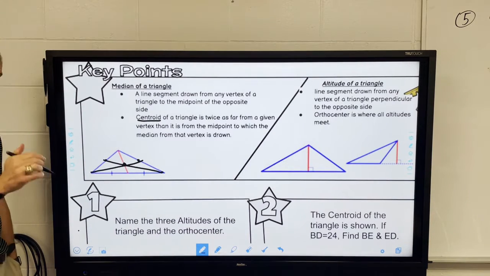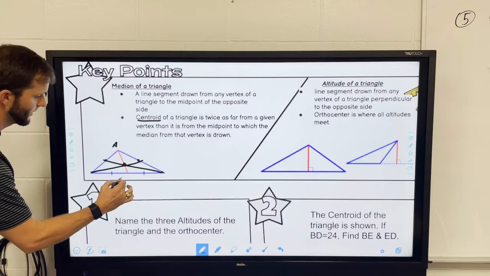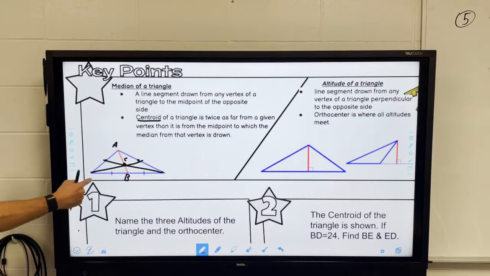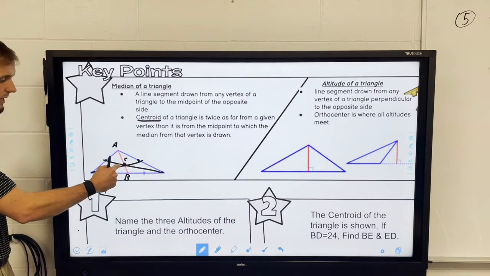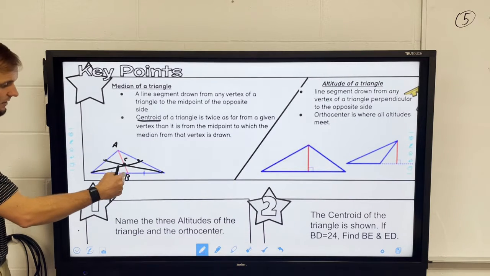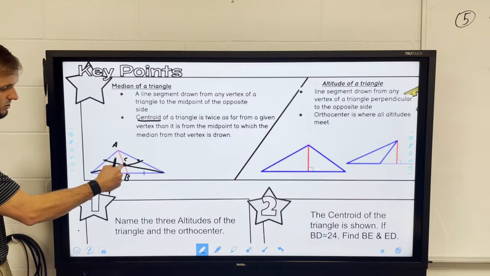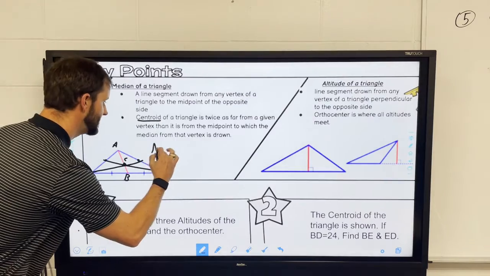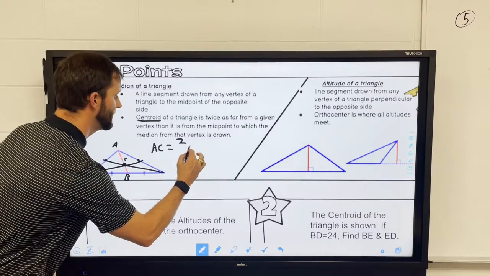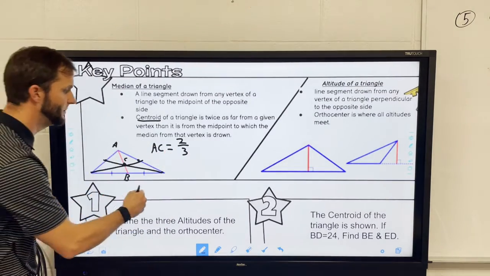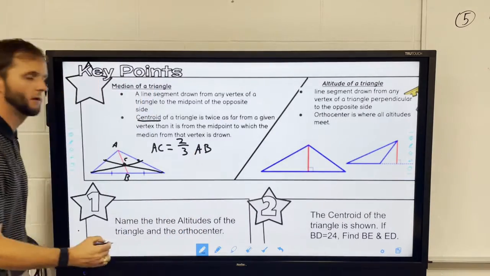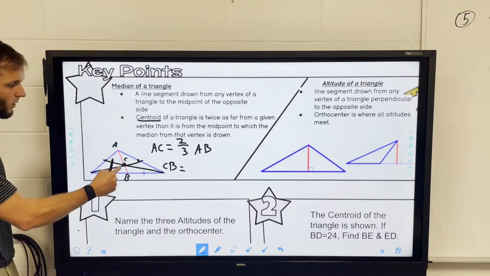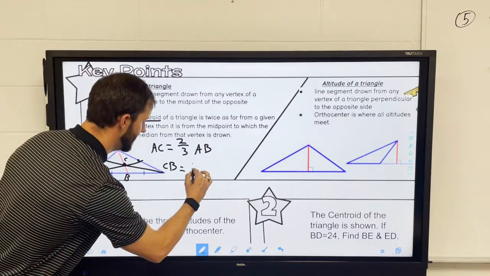What that means, I'm going to show you. Let's call this point A, let's call this point B, and let's call the middle point C. The distance from the vertex to the centroid is 2 times the distance from the median's midpoint to the centroid. So if I wanted to find AC, AC is going to equal 2/3 the distance from A to B, the whole line. If I wanted to find CB, that is going to equal 1/3 of the distance of AB.